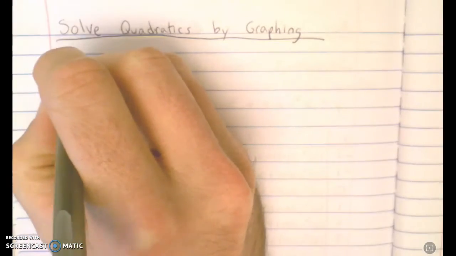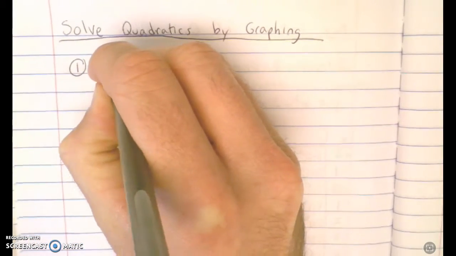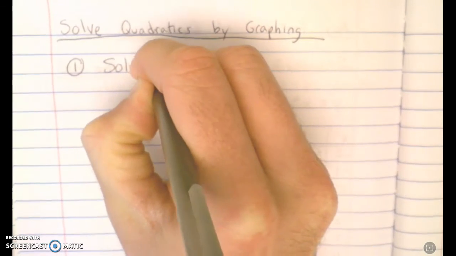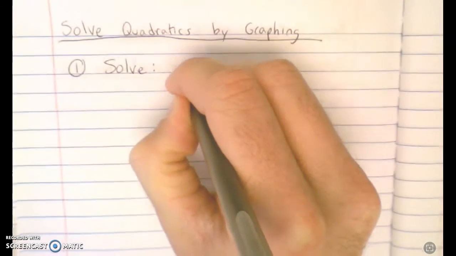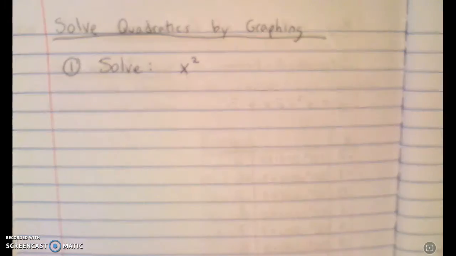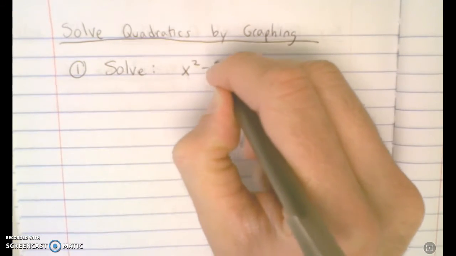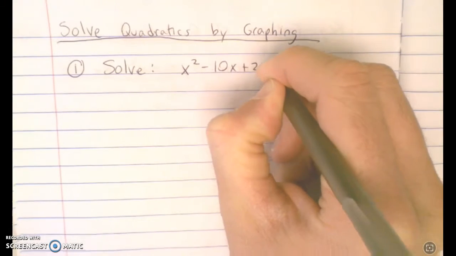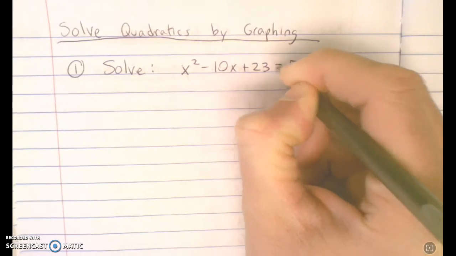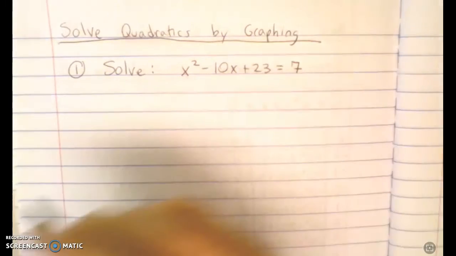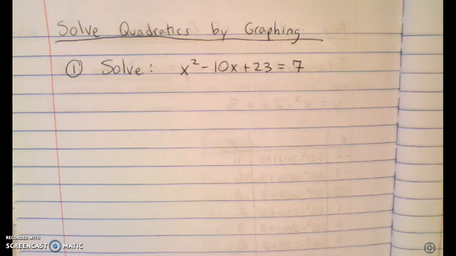So let's say I gave you this problem, and it said solve, and then here's your equation: x squared minus 10x plus 23 equals 7. To solve an equation like this, there's a couple different methods, and today we're going to look at how to use your graphing calculator. I'm going to write down the steps to show you what you need to use to get to your graphing calculator.